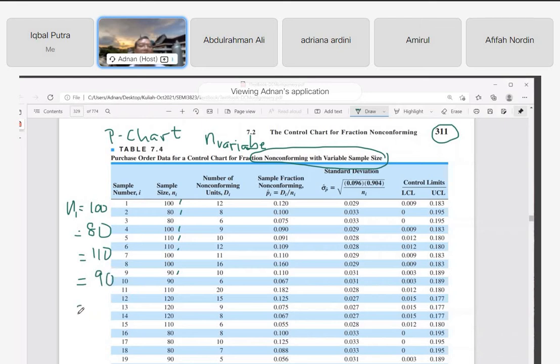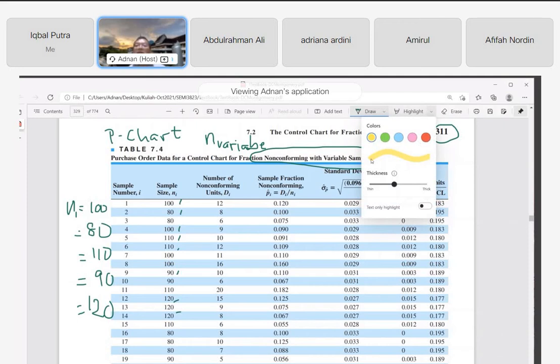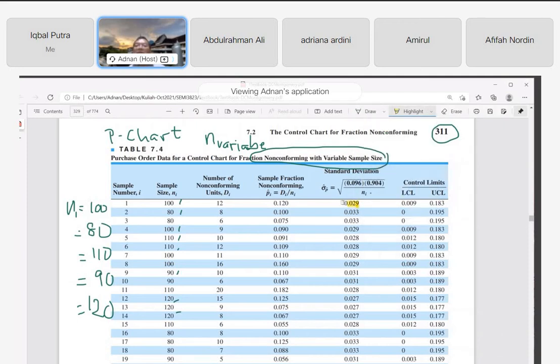Okay, ada 120. So N keeps changing. These are the D, and this is the fraction. I think P1 D over N is simple. And then this one also, now you have to change this. This formula requires a different N every time. We have to use different N in this case, but the P and 1 minus P are fixed. And every time there will be a new upper control limit and lower control limit.